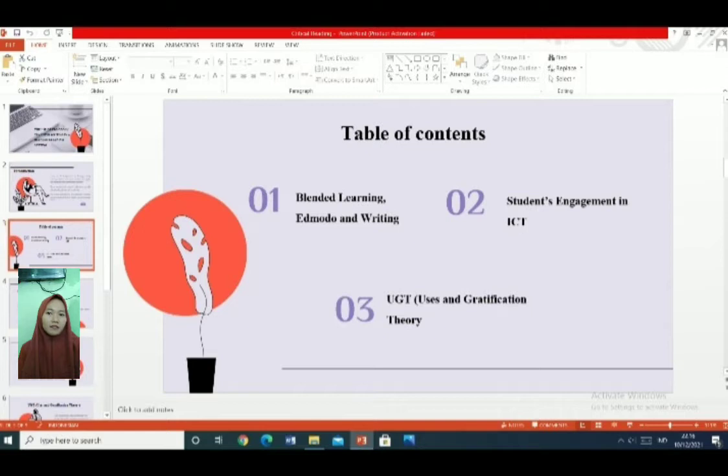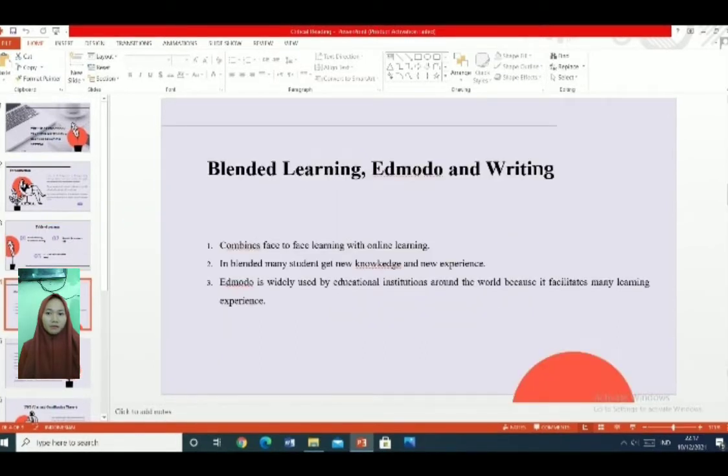The first, blended learning, Edmodo and writing. The second, student engagement in IT. The third, UGT, uses and gratification theory. And then the next, blended learning, Edmodo and writing.